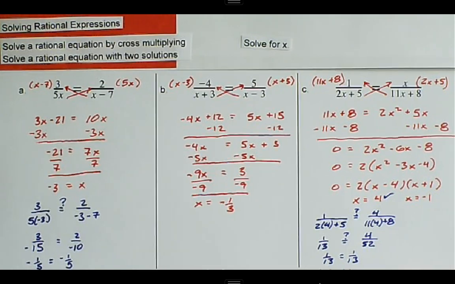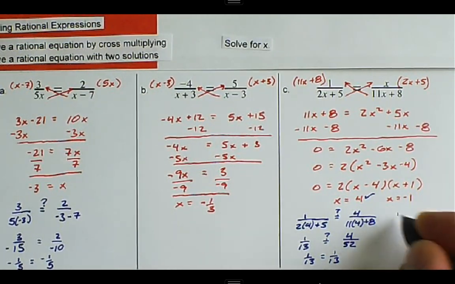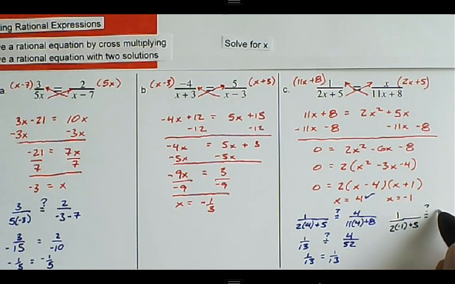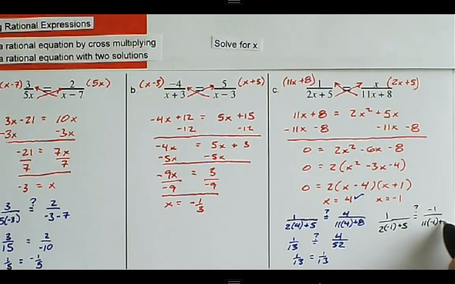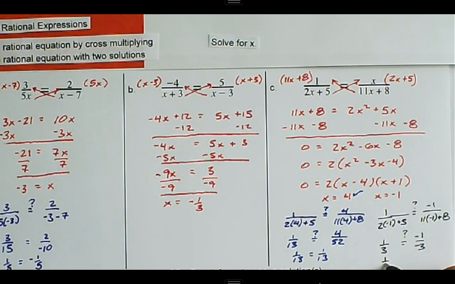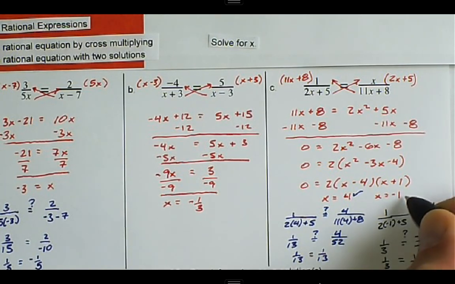So then we have 1 over 2 times -1 plus 5. And we're going to check to make sure that these are equal. So then we're going to have -1 over 11 times -1 plus 8. 2 times -1 is -2 plus 5 is 3, so we get 1/3 here. And we're checking to make sure we get a -1 in the numerator. And then we have 11 times -1 is -11 plus 8 is -3. So then we do get that 1/3 is equal to 1/3. So then -1 also works.